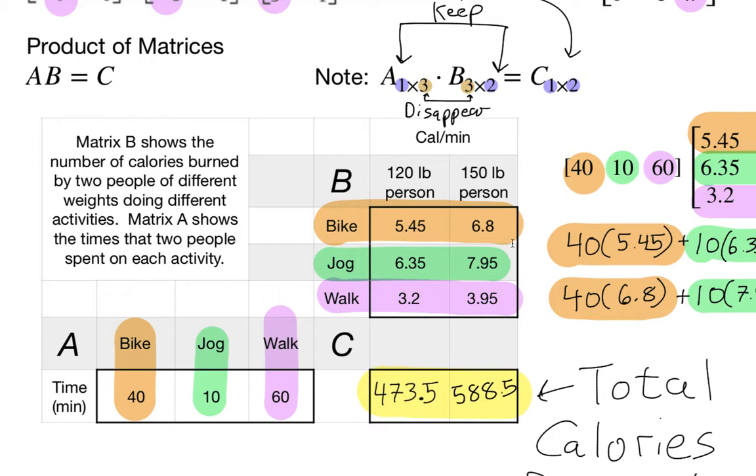So I've color-coded things down here. Everything that has to do with biking is peach orange. Everything that has to do with jogging is kind of this aqua green, and everything that has to do with walking is purple, indigo.